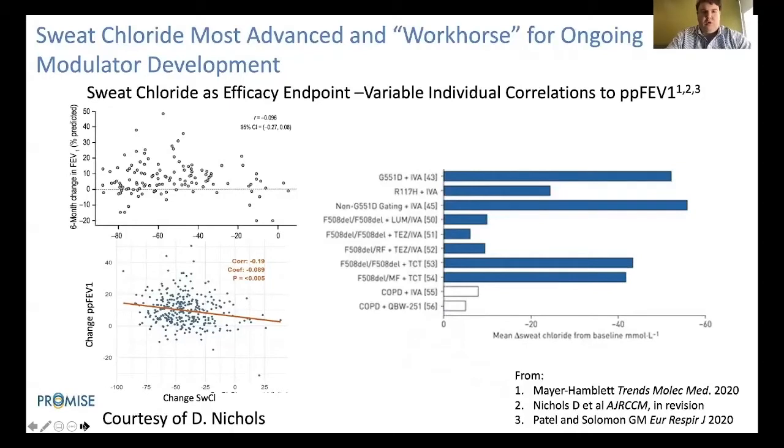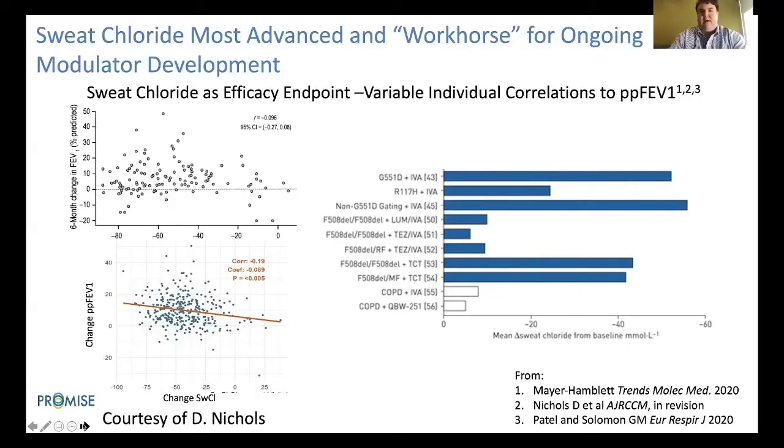It's become really a workhorse for ongoing modulator development. As you can see, there's variability in the individual correlations of sweat chloride to, for instance, key clinical outcome measures like percent predicted FEV1. However, and most recently shown in the bottom left, the PROMISE study has shown the first evidence of a direct correlation at an individual level of change in sweat chloride to change in percent predicted FEV1.